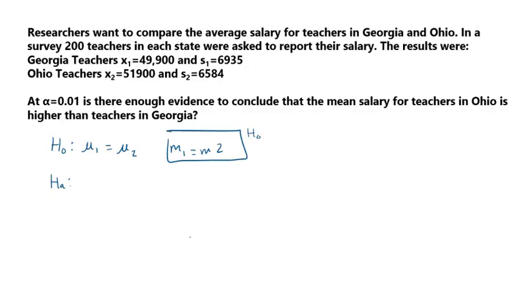Okay. They want to know if there's enough evidence to conclude that the mean salary for teachers in Ohio is higher than teachers in Georgia. So you have to pay attention to the way that they are defining these things. So Georgia is mean 1 because they put ones here, and Ohio is mean 2. So if Ohio is higher, that means that our alternative would be that Georgia is lower. We're always going to write it in the order they give us. So in Desmos, it would look like mean 1 is less than mean 2.